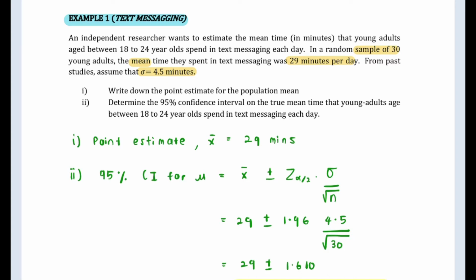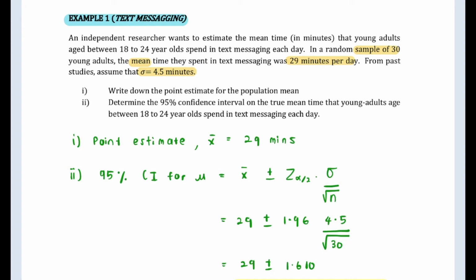So how to write the proper method? 95% CI for mean is equivalent to, write the formula first, x bar plus minus z alpha over 2 times sigma over square root of n. So your x bar value is 29, and for z alpha over 2, remember 95%, your z value will be 1.96.